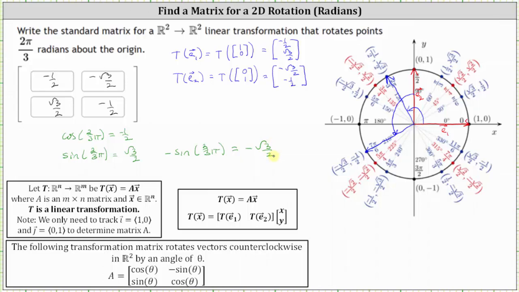So using the formula shown here below, cosine 2/3 pi is negative 1/2, which is the entry in row 1, column 1, and row 2, column 2. The entry in row 2, column 1 is sine 2/3 pi, which is square root 3 divided by 2. And finally, the entry in row 1, column 2 is negative sine 2/3 pi, which is negative square root 3 divided by 2. And of course, we get the same result.